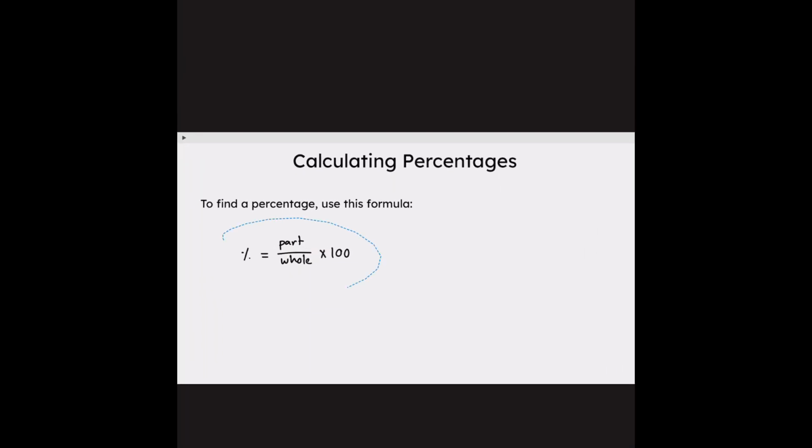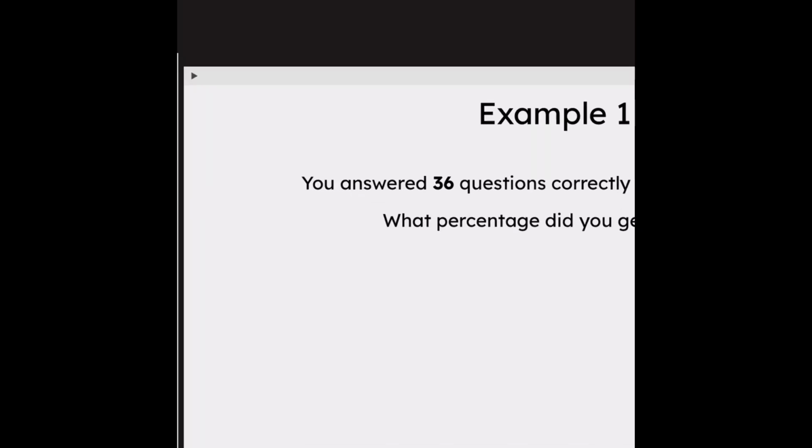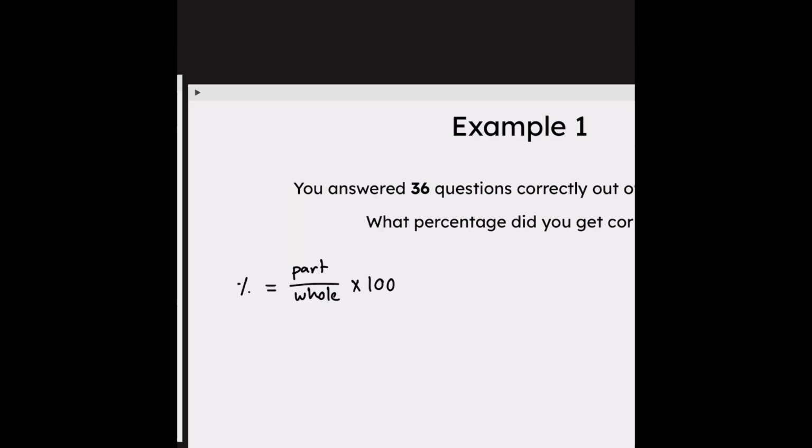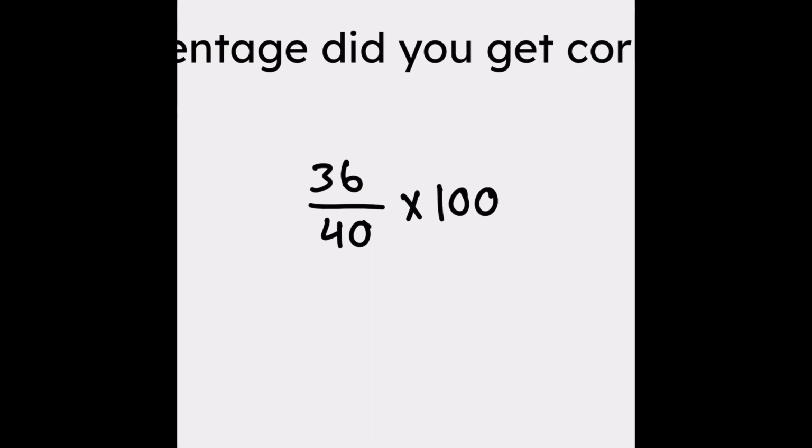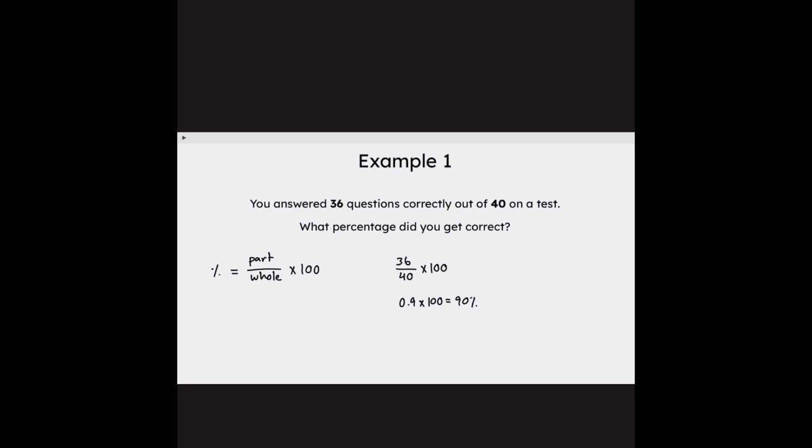So if we take this formula and we apply it to this situation, the part is 36. That's how many questions you got right. And the whole is 40. So 36 over 40. Notice how this is a ratio, right? This is a part. This is a whole. This is a part to whole ratio. So we're going to take that times 100. And that's going to be our percent. So 36 divided by 40 is 0.9 times 100 is equal to 90%. So you got a 90% on that test.